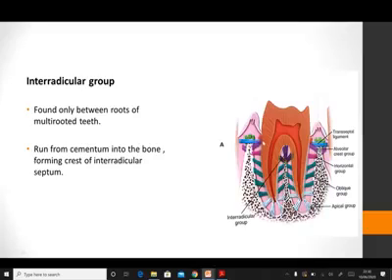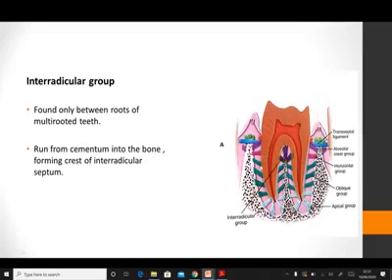All of these fiber system groups are inserted onto the cementum on one side and alveolar bone on the other side. The alveolar crest group is inserted onto the cementum of the root right beneath the cemento-enamel junction, and it radiates from there and gets inserted into the alveolar crest of the socket. Then we have the horizontal group. It runs horizontally within the periodontal ligament. It is inserted onto the cementum on one side and alveolar bone on the opposite side, and this group is present right below the alveolar crest.